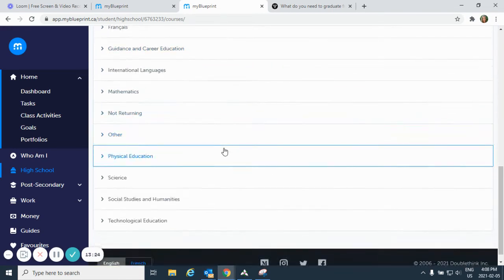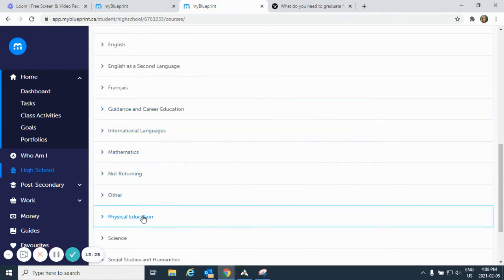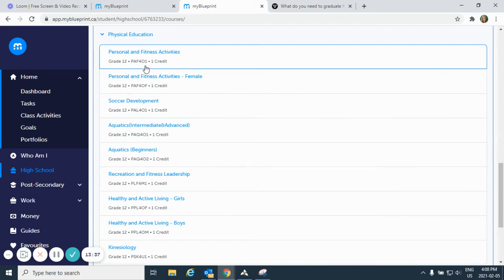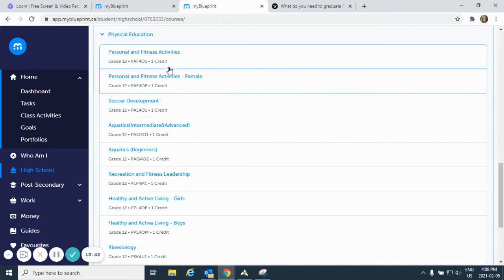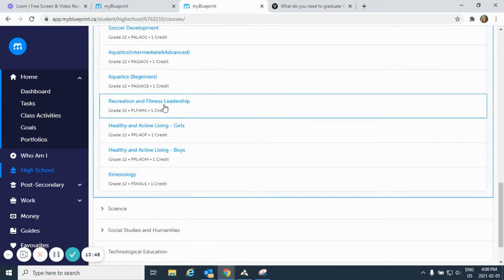I'm going to go down and check out the courses in the phys ed department because I do like to stay pretty active. I see all these courses here, but they look like they're open level courses. And I know that the universities would not use a grade 12 open level course to calculate my average. But I see in the phys ed department, I could choose recreation and fitness leadership. That is a grade 12 mixed level course.